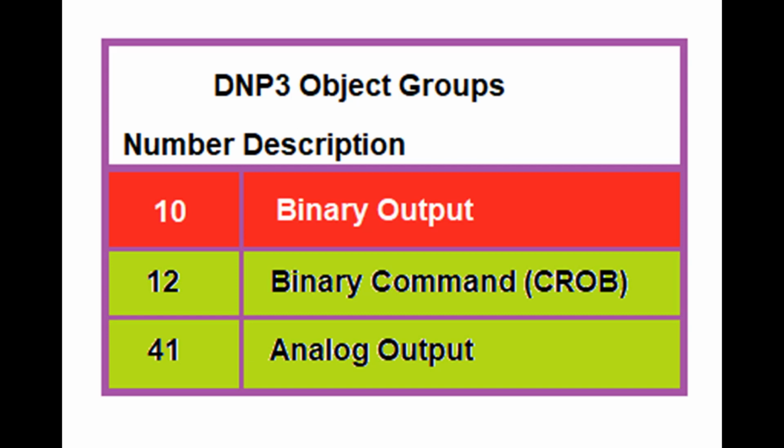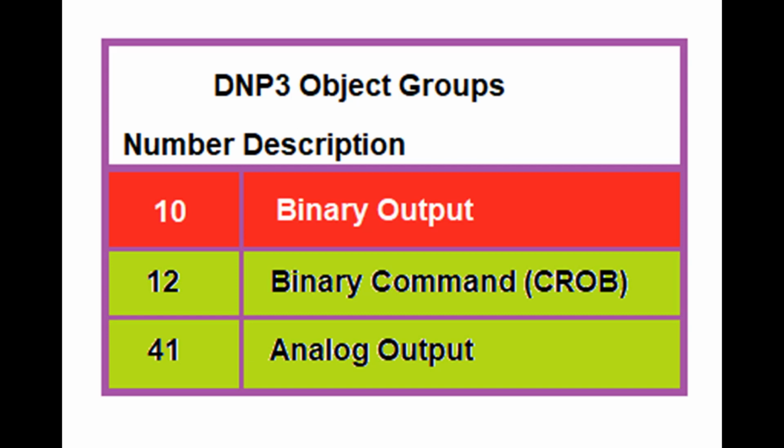The other, object group 10, is called binary output. The name may confuse you. Within subset levels 1, 2, and 3, and even 4, this object is not used to issue binary output commands. It is used to return the status of binary output points. That is, it is an input object.